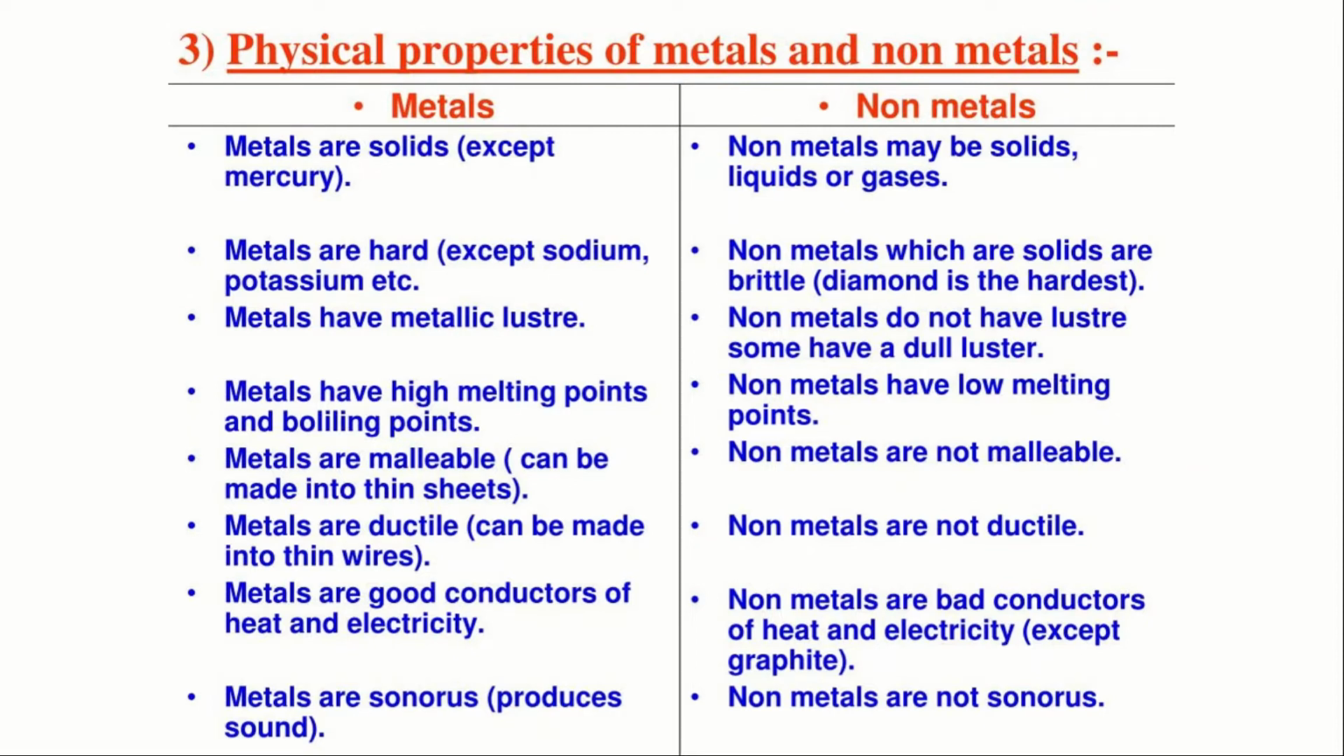Metals have high melting points and boiling points. Non-metals have low melting points. Metals are malleable, can be made into thin sheets. Non-metals are not malleable. Metals are ductile, can be made into thin wire. Non-metals are not ductile. Metals are good conductors of heat and electricity. Non-metals are bad conductors of heat and electricity except graphite. Metals are sonorous, means they produce sound, and non-metals are not sonorous. So these are the physical properties of metals and non-metals.